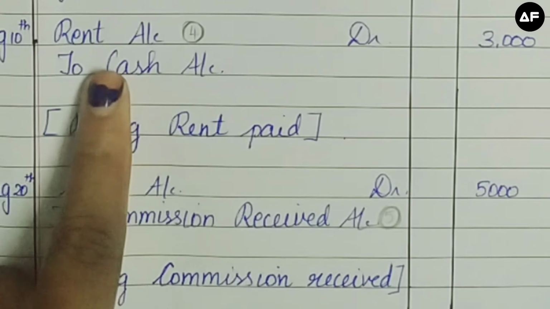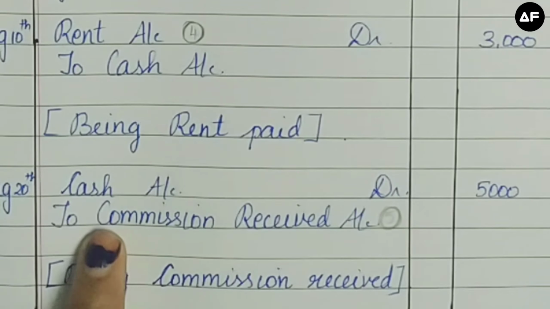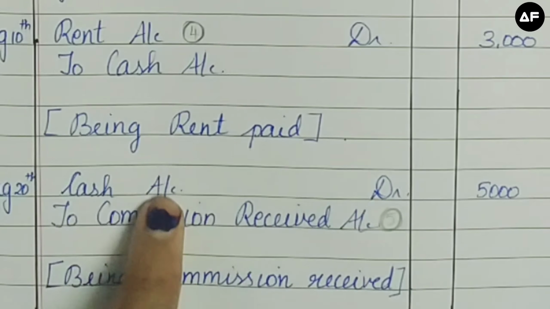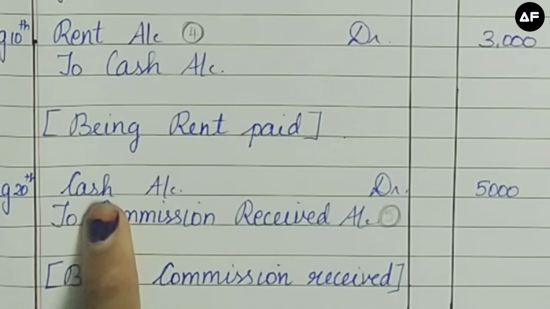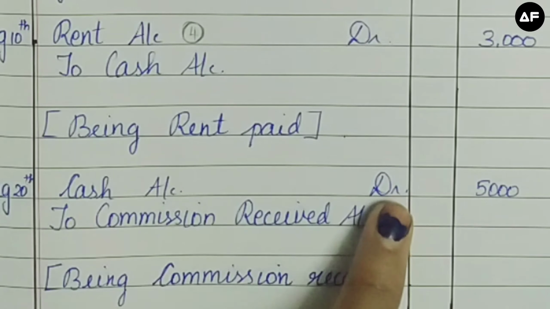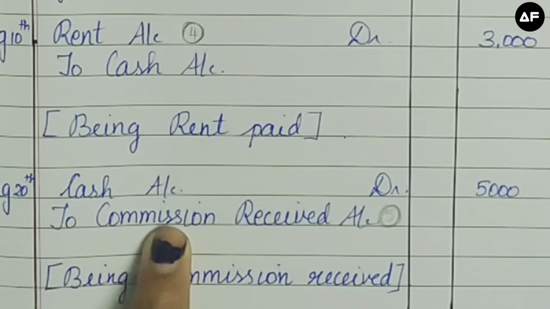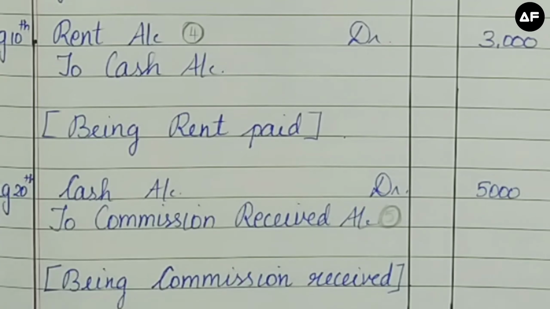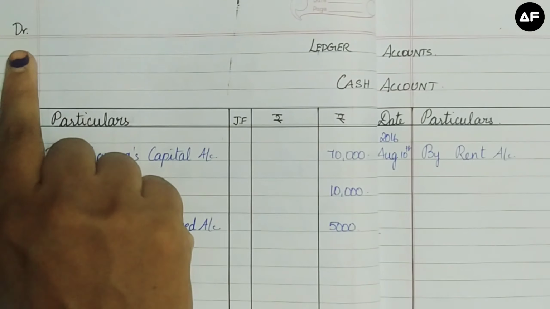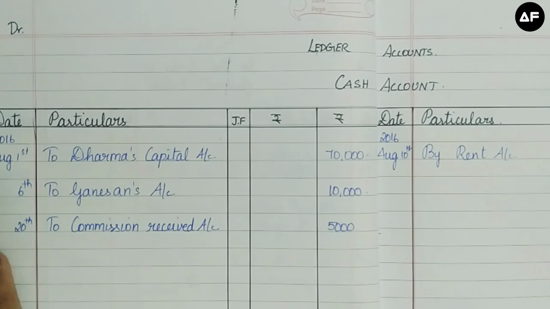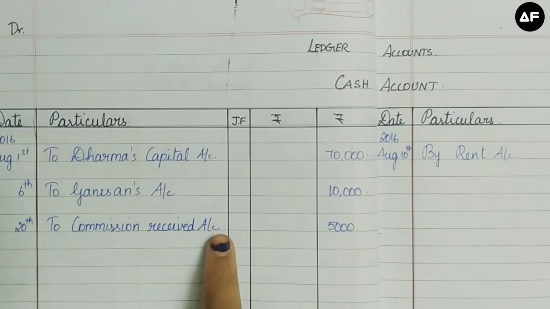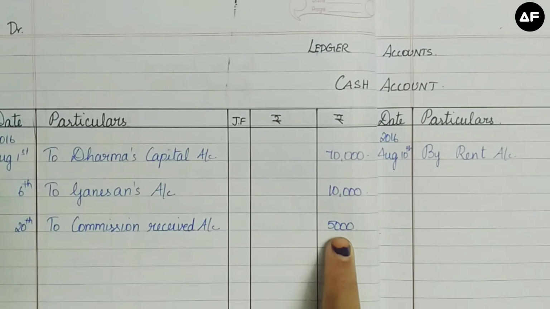Back to the journal, the next entry after the rent account also has a cash account in it. So that is cash account debtor to commission received. Now the cash account is in the debit. So go to the debit side of the cash account and write the opposite account's name, that is to commission received. So I've come to the debit side of my cash account and I've recorded on the 20th to commission received account, 5,000 in the outer column. So with this, all the transactions are over.